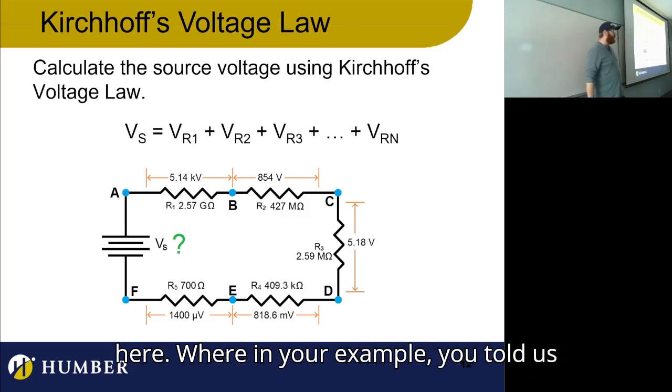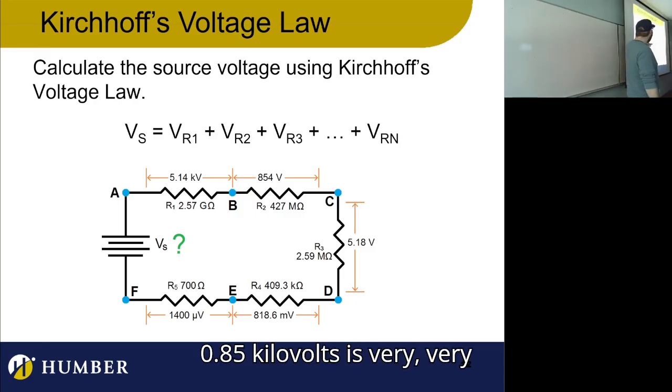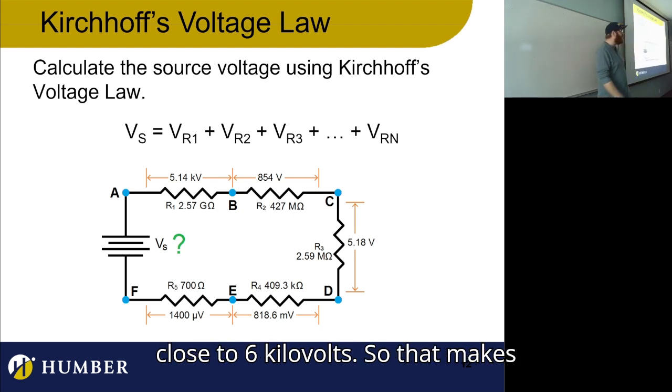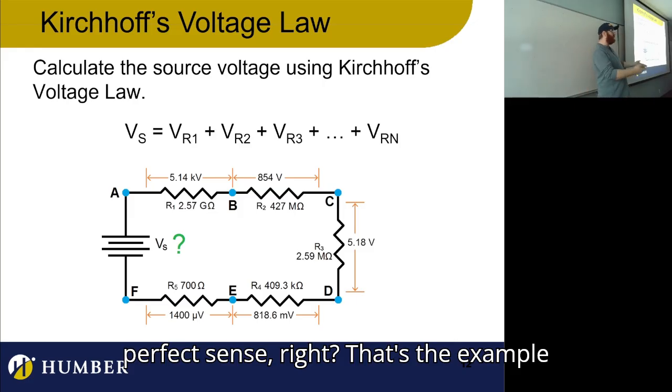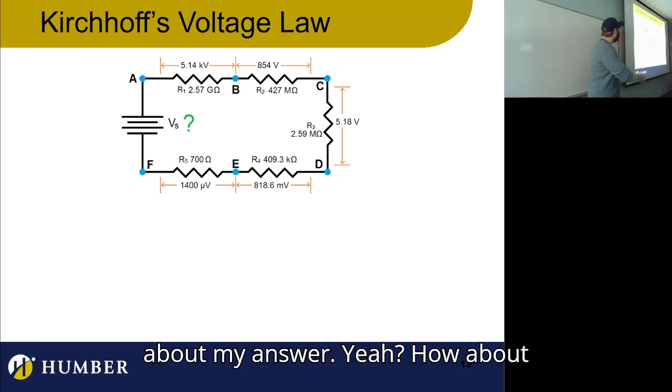Where in your example, you told us it's 6 kilovolts, and 5.14 kilovolts plus 0.85 kilovolts is very, very close to 6 kilovolts. So that makes perfect sense, right? That's the example where you're like, okay, I can feel good about my answer. Yeah? How about this one here?